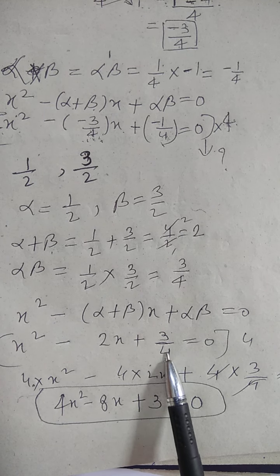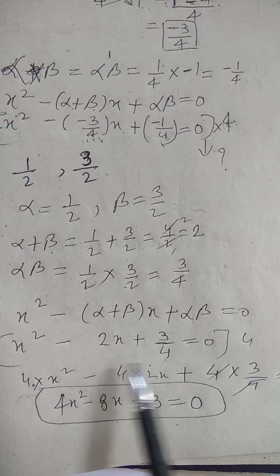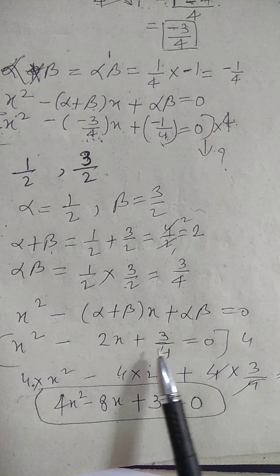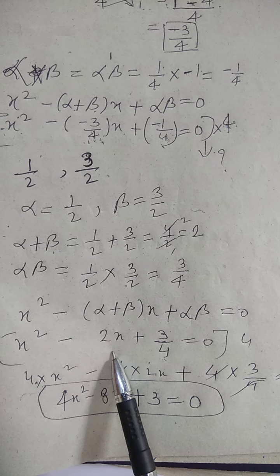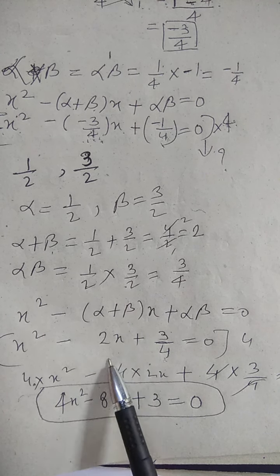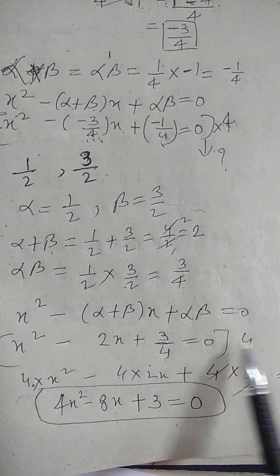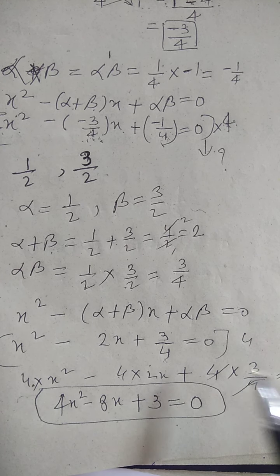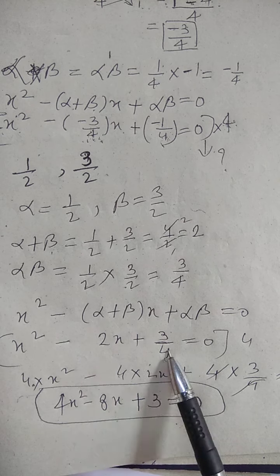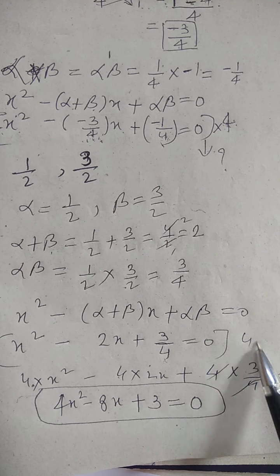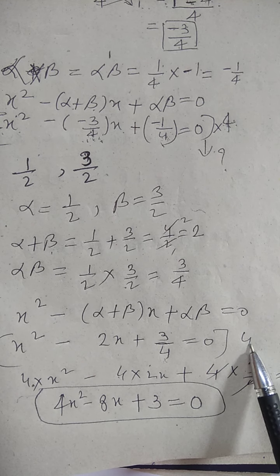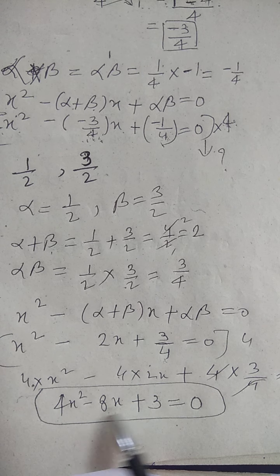Now suppose there are two denominators. If they are equal, multiply by the same. If they are not equal, suppose 3 and 4 or 5 and 4, then multiply with both the numbers. Or you can find the LCM, then multiply with the LCM. Okay, then you can eliminate the denominator from this.